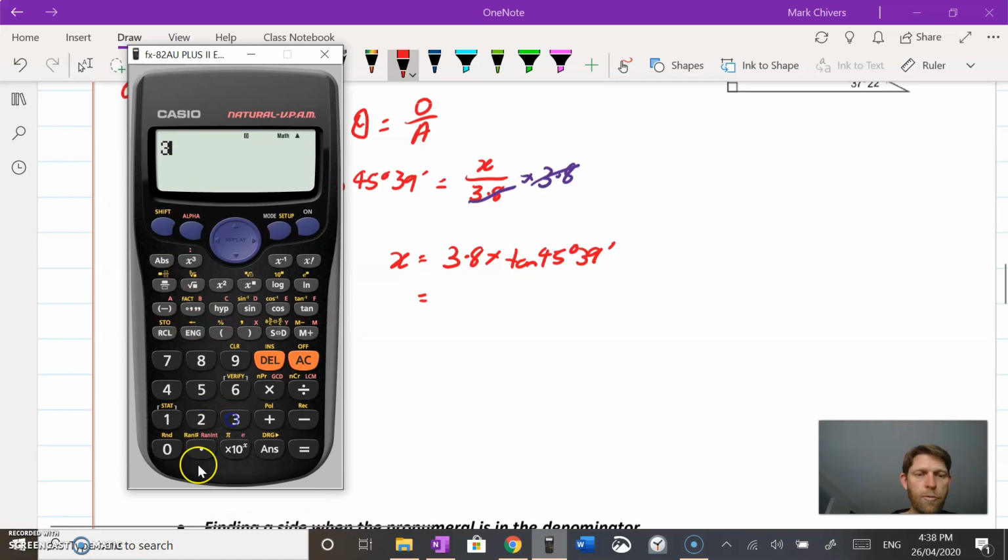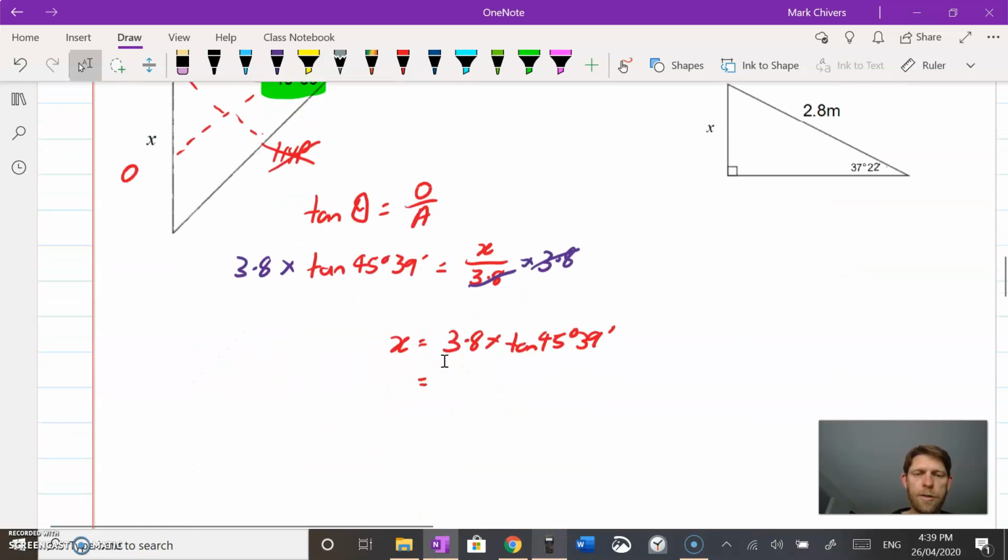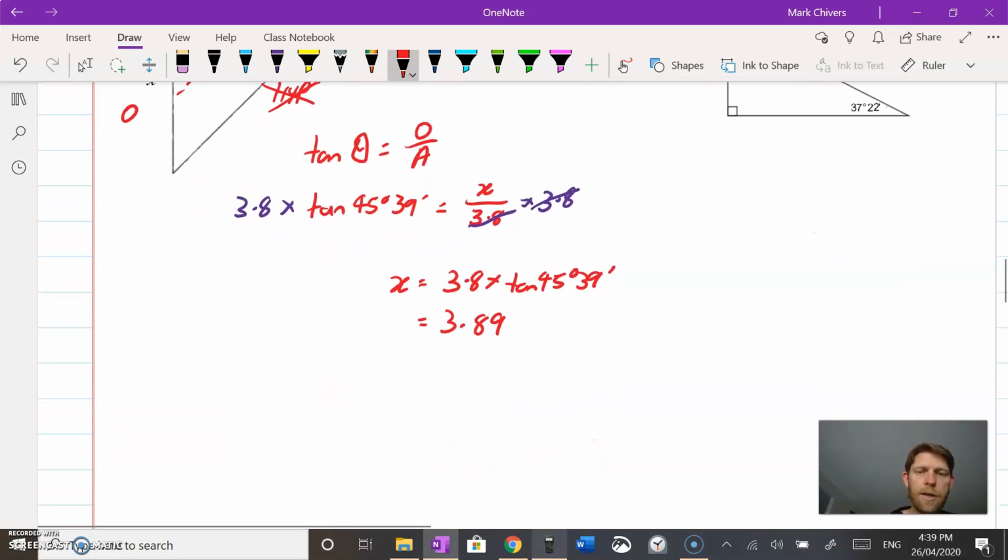So 3.8 times tan, 45 degrees, 39 minutes, closing my brackets, and I get 3.8872. Did it ask to how many? To two decimal places. So 3.89, because 7 would round that up. And we're dealing with distances, so we better give our units as well. The answer is going to be in centimetres.